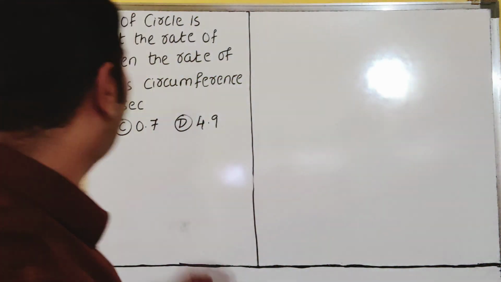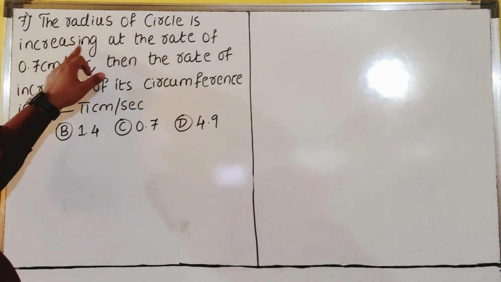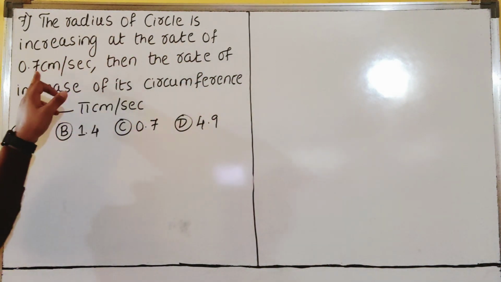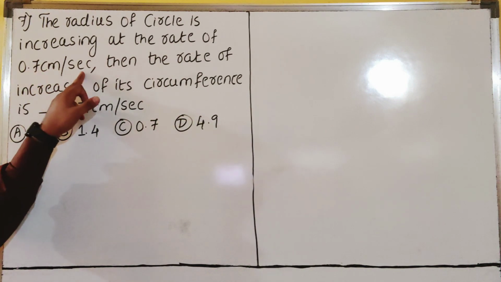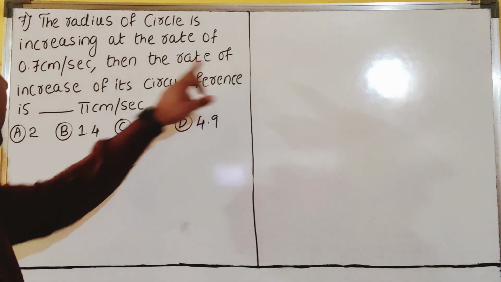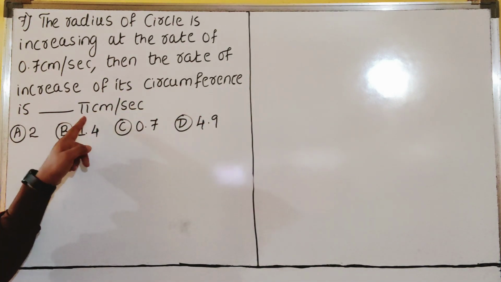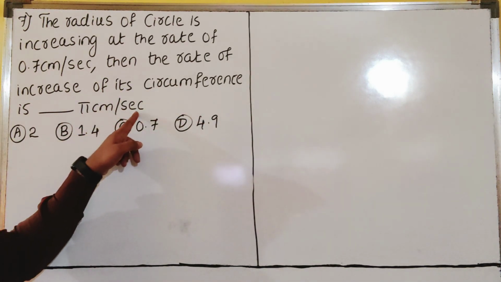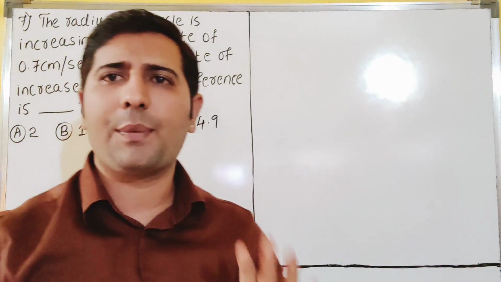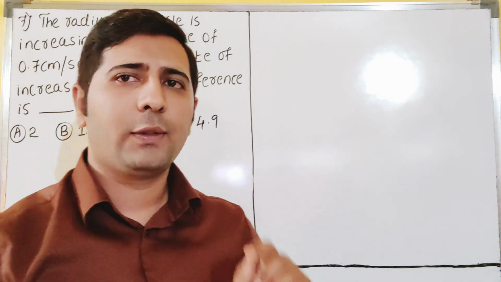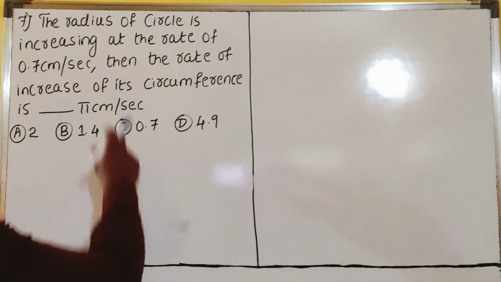Question number 7. The radius of a circle is increasing at the rate of 0.7 centimeter per second. Then the rate of increase of its circumference is dash pi centimeter per second, dear students. So which option is correct among the 4? We have to check. So first you understand what is given.